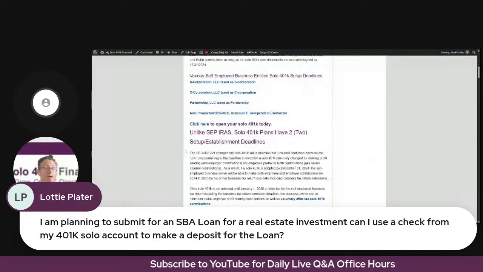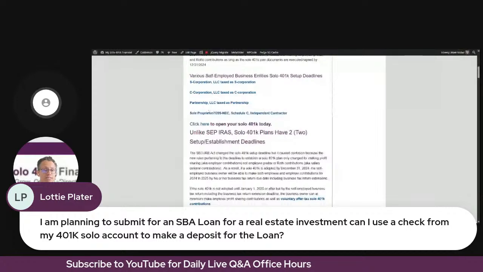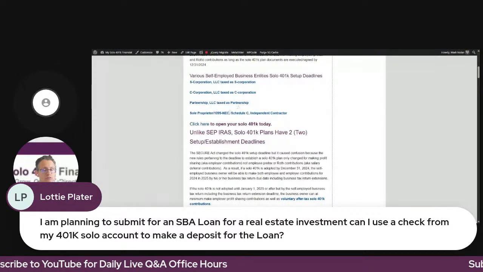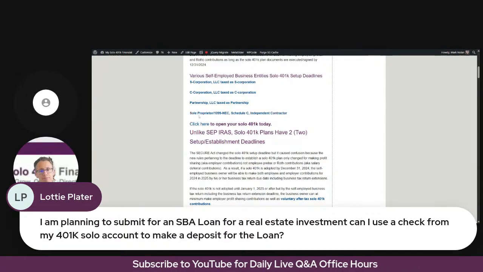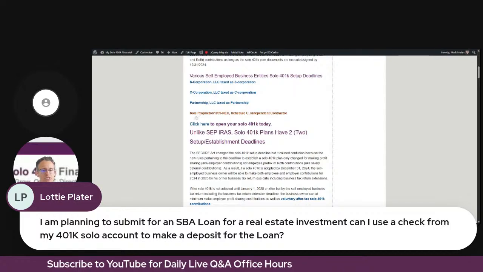The employee contribution, that one is not too late either to do it for 2024 if you open a solo 401k plan here in 2025, provided your business is taxed as a sole proprietorship. So that's a very important clarification there.